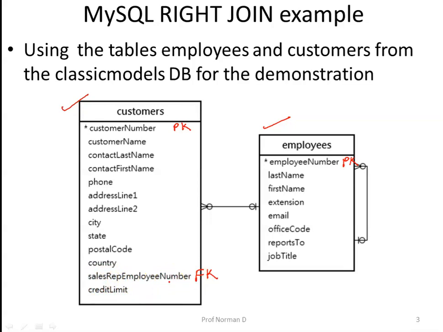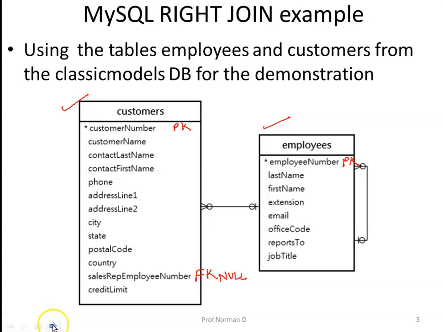An employee may be in charge of 0 or more customers, and each customer is taken care of by 0 or 1 sales representative. If the value in the column sales representative employee number is null, it means that the customer does not have any sales representative. That means an employee does not have any customer or is not taking care of any customer.